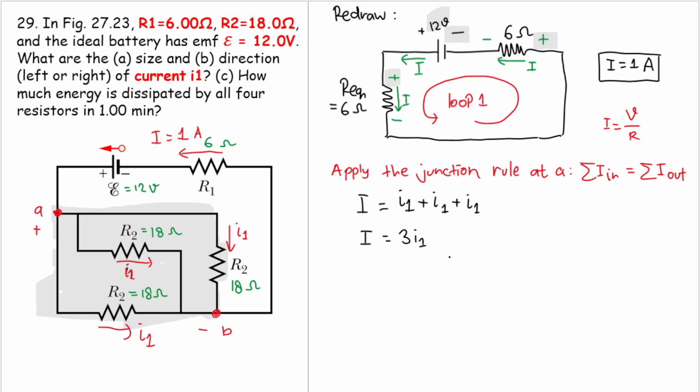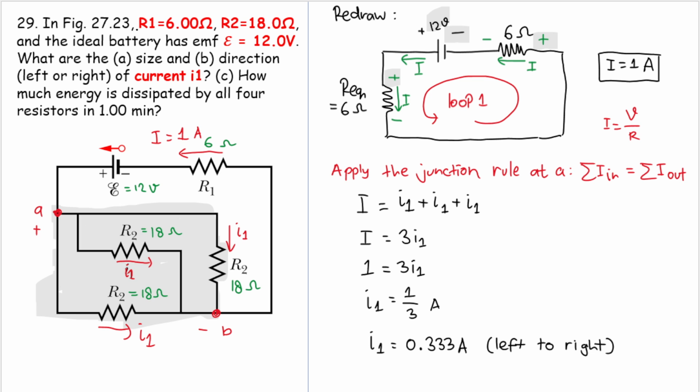And then we will have I is equal to 3I1. But then our I here is 1 ampere. So we'll have 1 is equal to 3I1. And so we can calculate I1 here, which is 1 over 3 ampere. Or in decimal, we will have I1 is equal to 0.333 ampere. Okay. And then what is the direction? Because this is positive, the direction is from left to right, right? So I have left to right. So we have answered questions A and B.